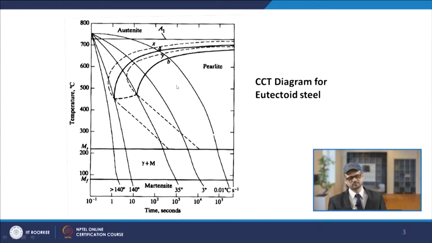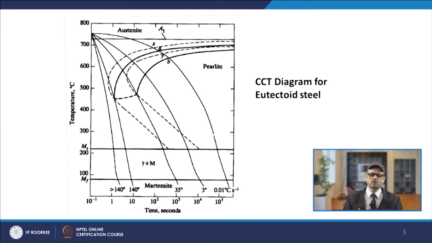When you are going for very slow cooling, for very slow cooling of 0.01 degrees C per second, this is your very slow cooling rate. If you are coming with this cooling rate, you are in this zone where the transformation is complete. So, this zone will give you the coarse pearlitic structure. With 3 degrees C per second, your transformation is complete here, and in this lower zone you will have the fine pearlitic structure.